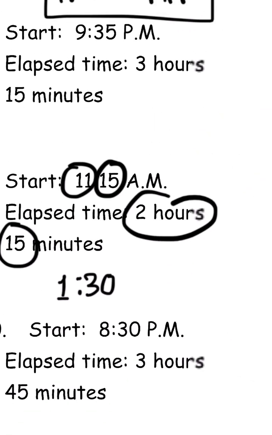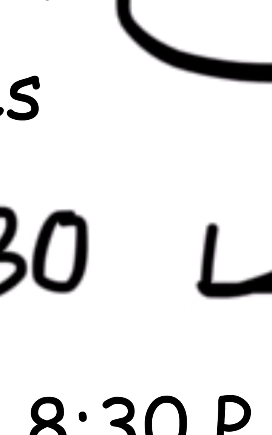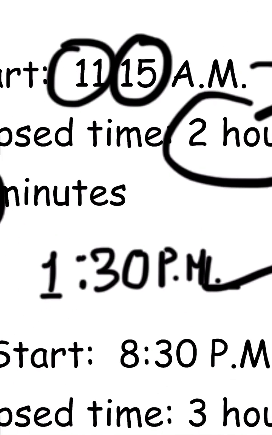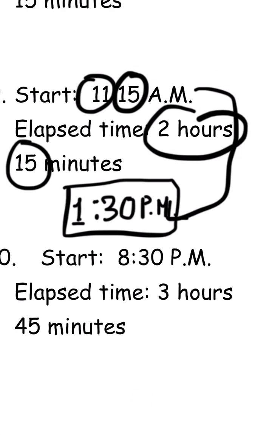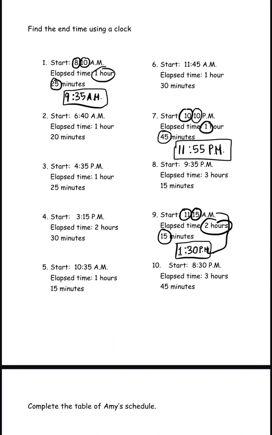And then we need to change it from a.m. to p.m. because it passed 12 o'clock. Every time it passes 12 o'clock, we need to change the a.m. to p.m. or p.m. to a.m. So 1:30 p.m. is the answer for number 9.